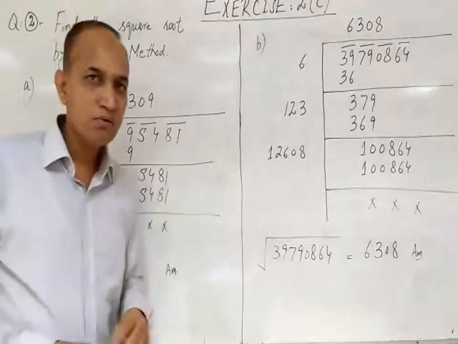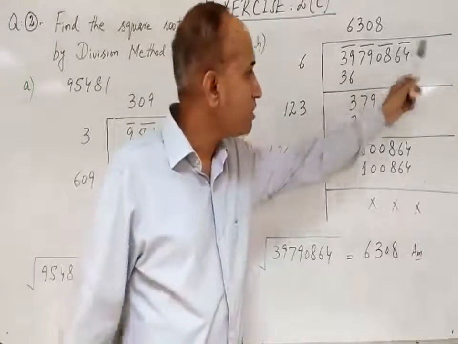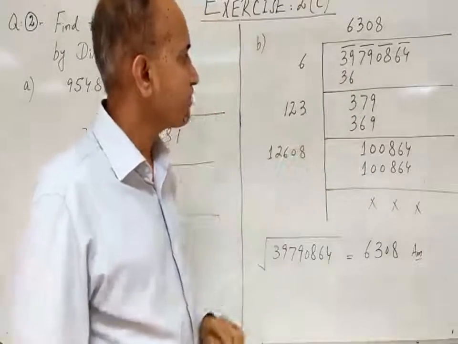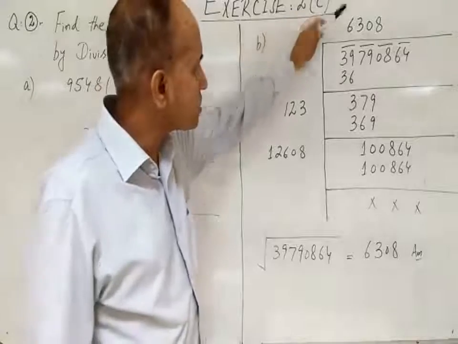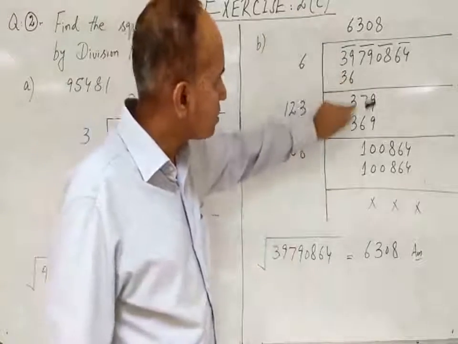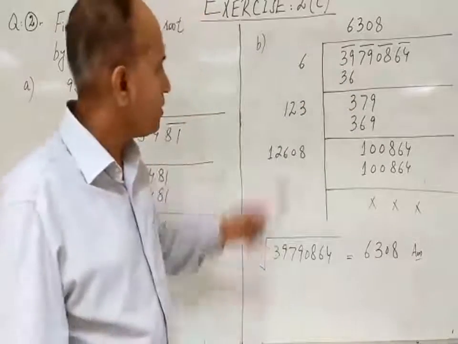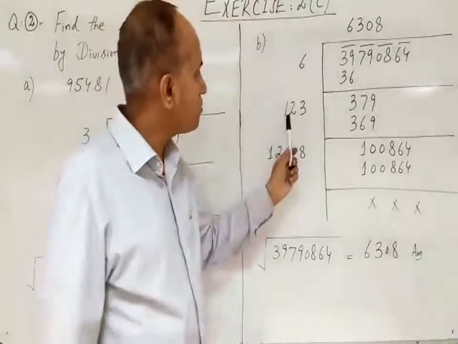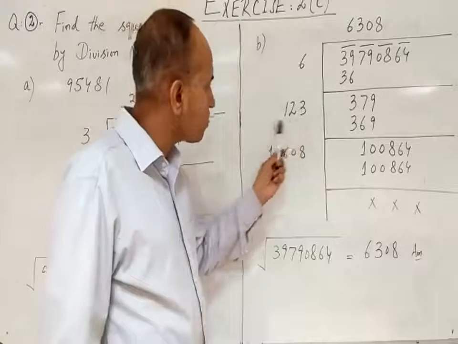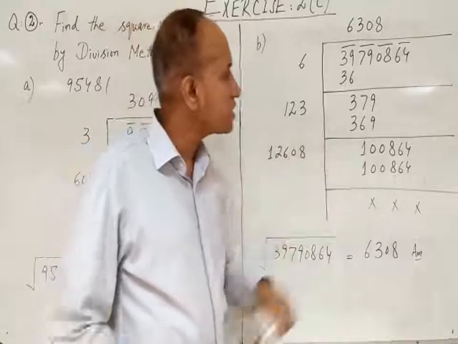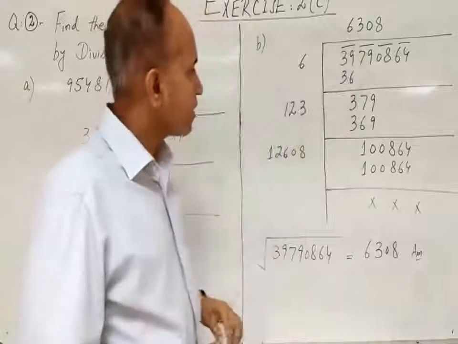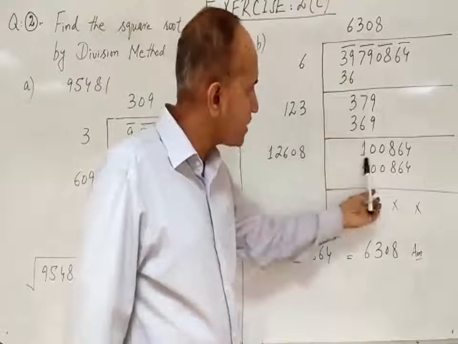In part B, we have a long number. First of all, we make the pairs 1, 2, 3, 4. Let's start. 6 into 6, 36. When we subtract, we get 3. Next pair, 79. Now, 6 plus 6, 12. If we place 3 over here and multiply this whole number by 3, we get 369. We place 3 over here and then here. When we subtract, we get 10.